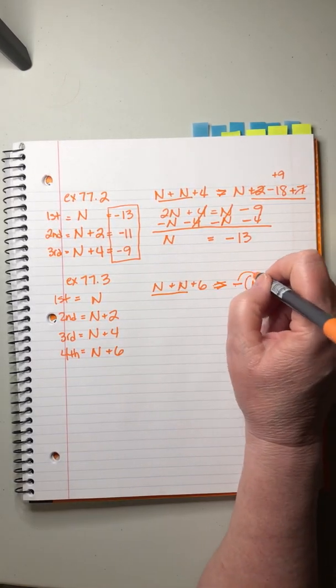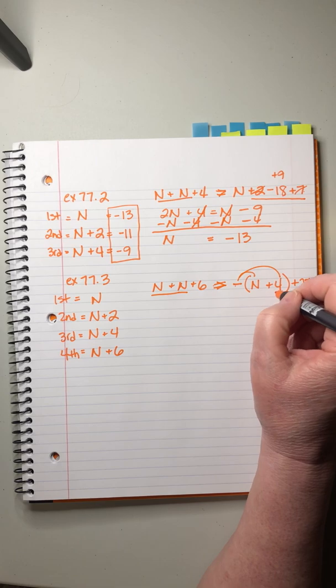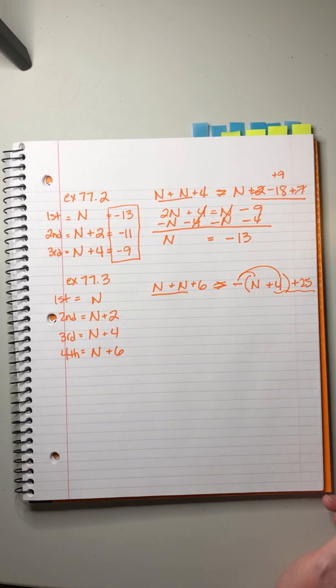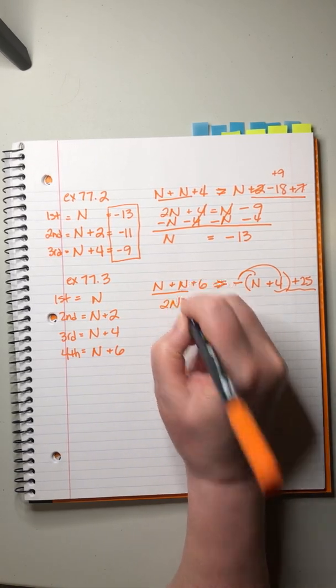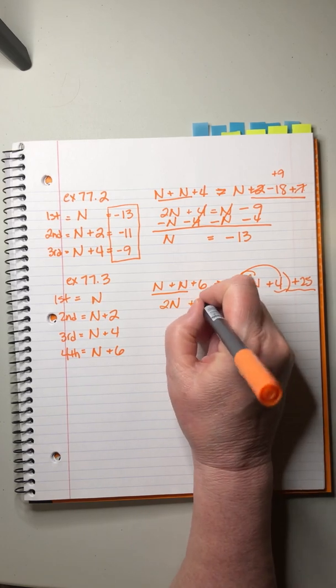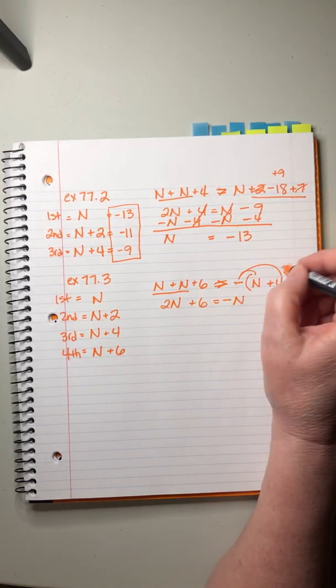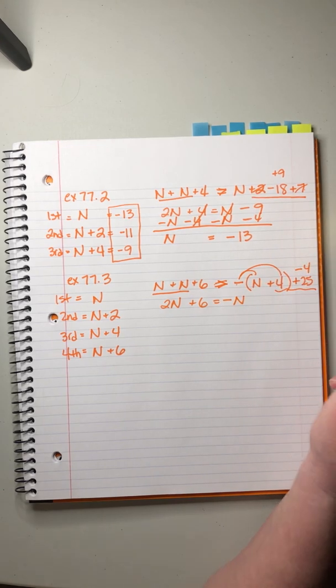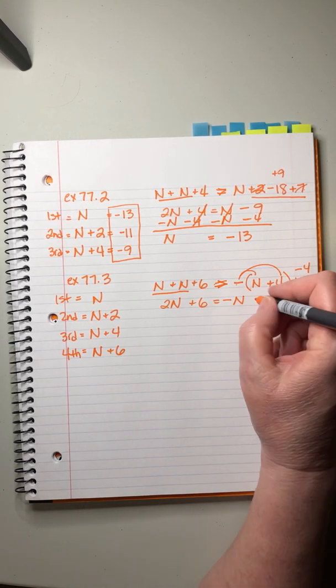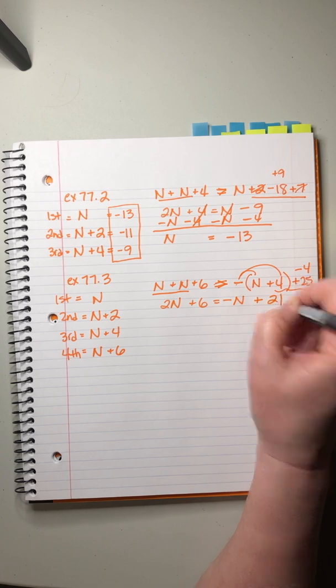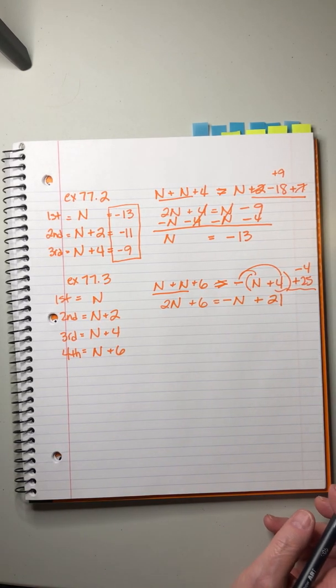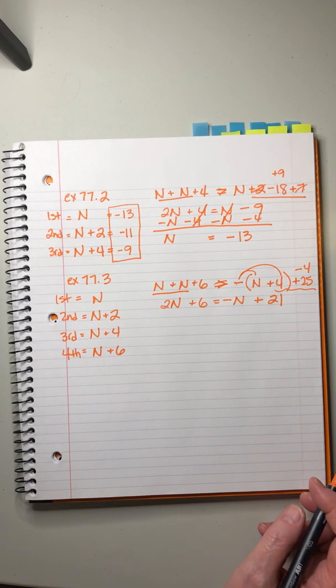Add like terms, distribute, and then we'll combine these as we go. 2n, we're adding, not multiplying. I said that every time, didn't I? Minus n, and then this will become a minus 4. So when I combine it with the plus 25, it'll be plus 21. Do you like it? I like it. All right.